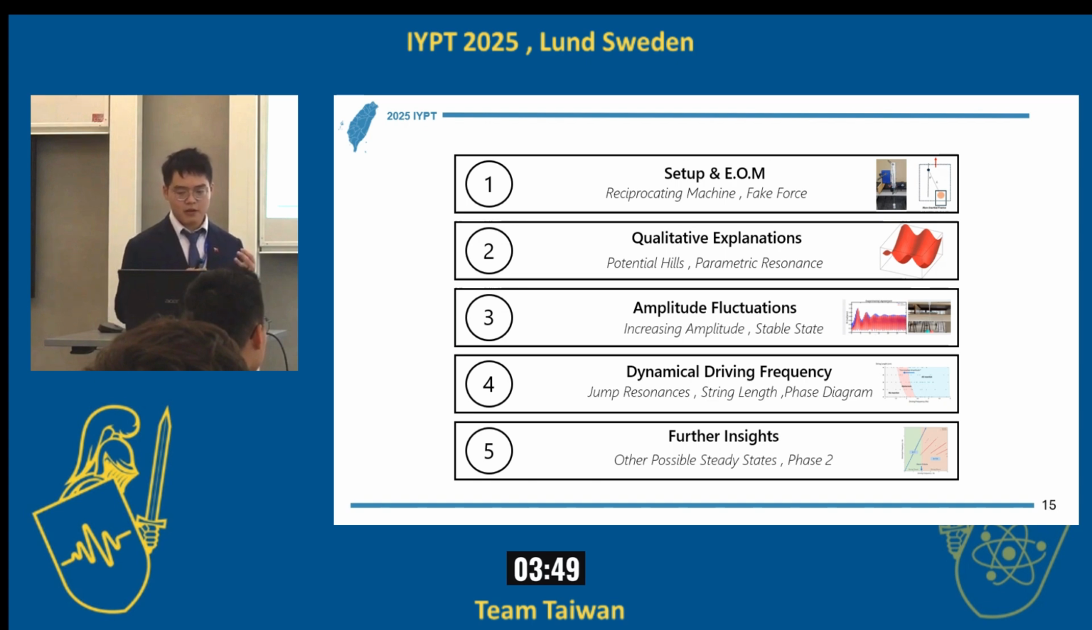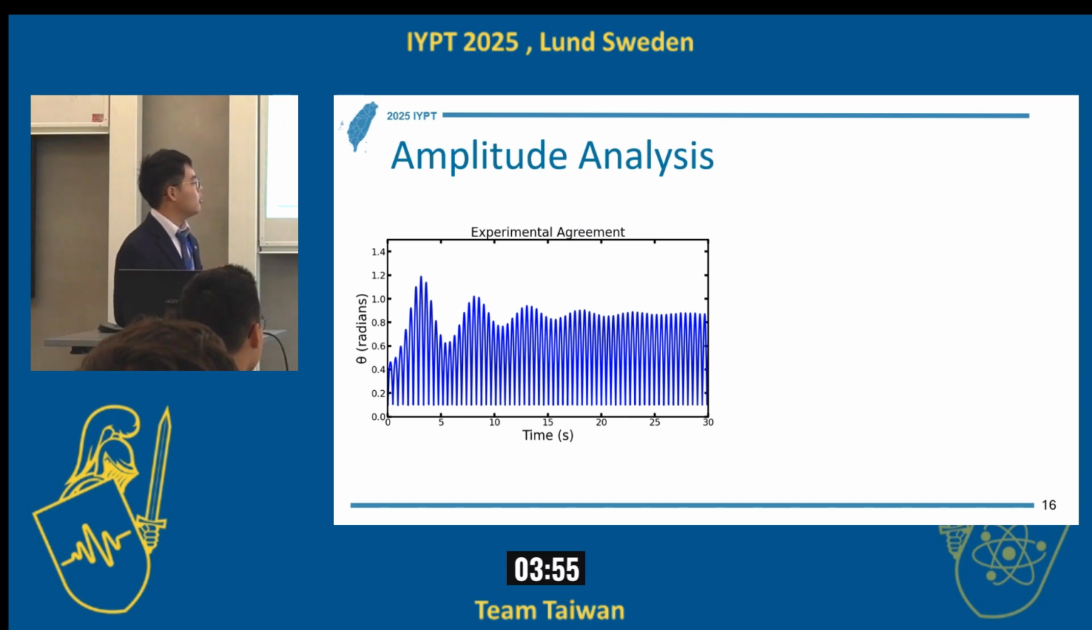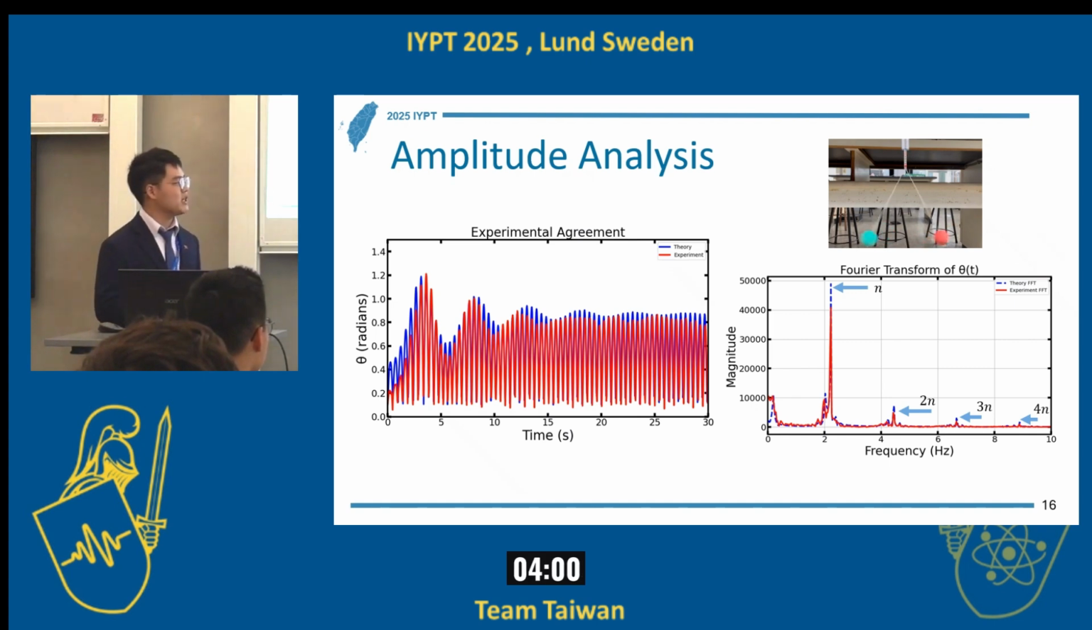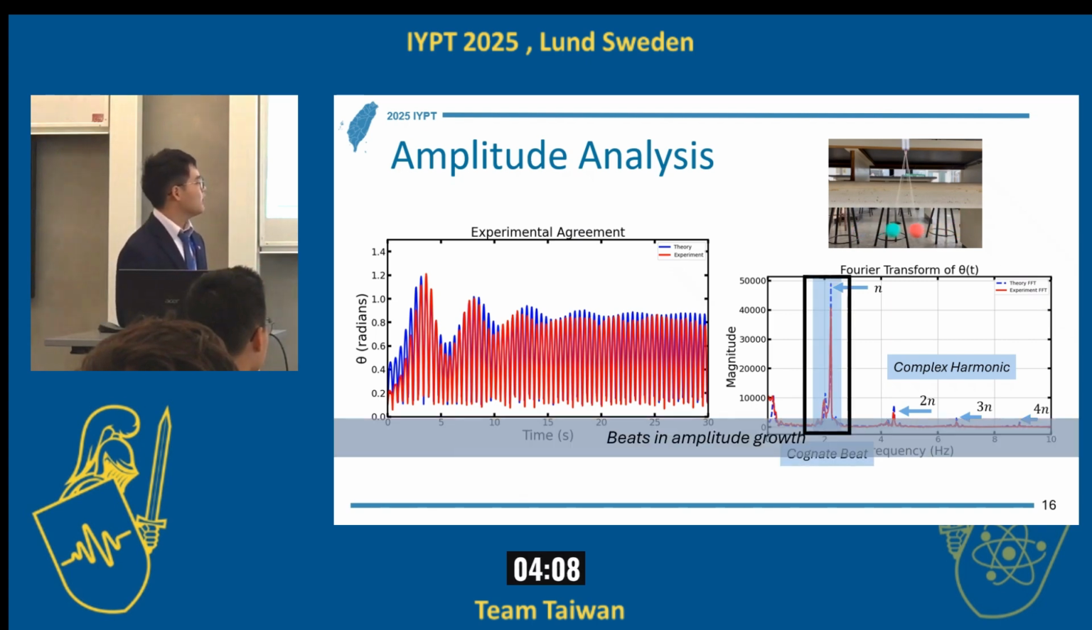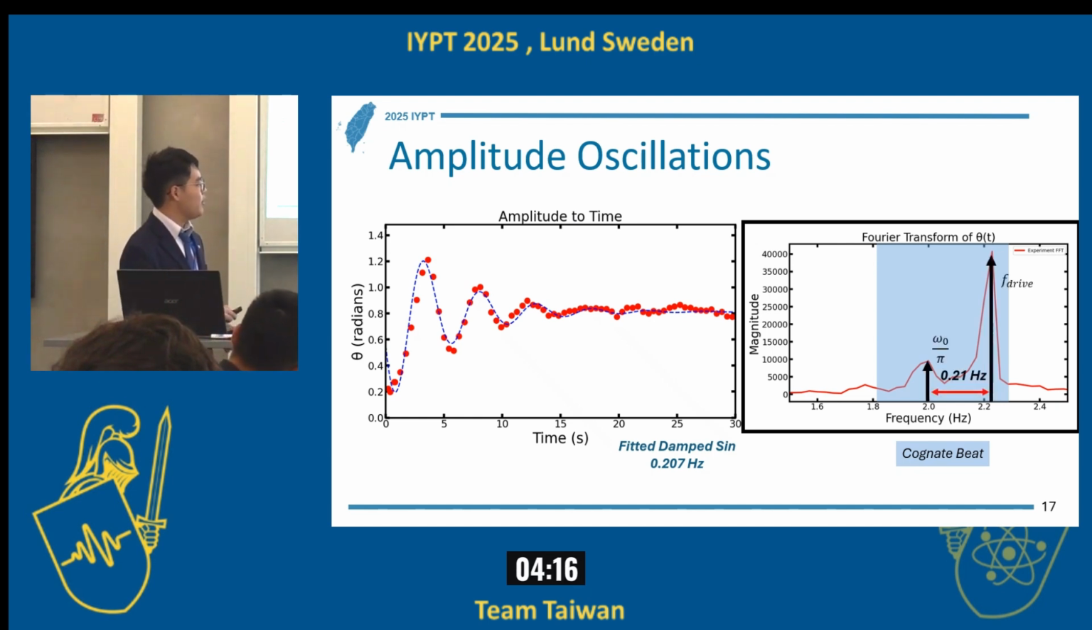We can then move on to the amplitude fluctuations of the system. This is the data from our experimental video with the theory. Taking the discrete Fourier transform, we can see multiple peaks forming. This is due to the motion being a complex harmonic. Zooming in on this beat, we can analyze the amplitude oscillations of the system. We then fitted a damped sine of 0.207 Hz, which is the same as the difference between the driving frequency and the natural frequency, demonstrating that the ball is moving at these two modes.